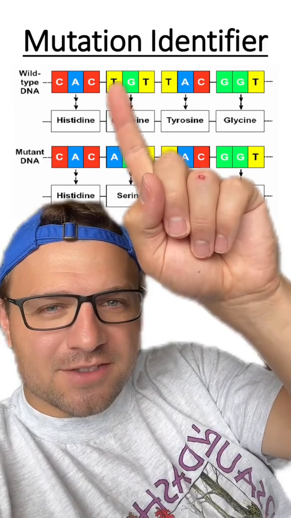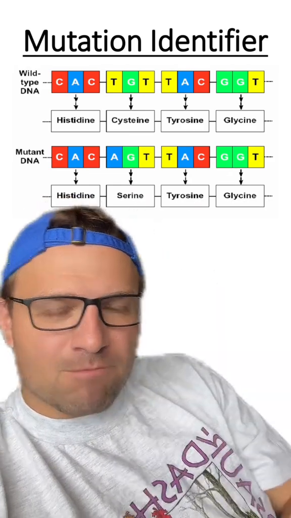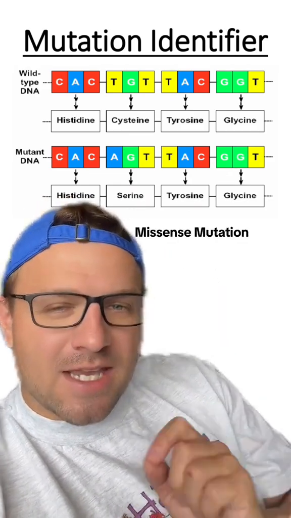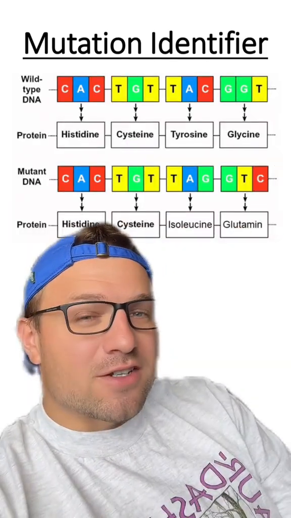We can see in our first example the T was replaced with an A, which changed cysteine to serine. So what type of mutation is this? This is a missense mutation since we're changing the amino acid. Let's take a look at our second example.